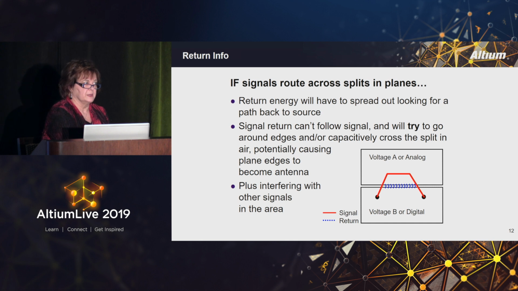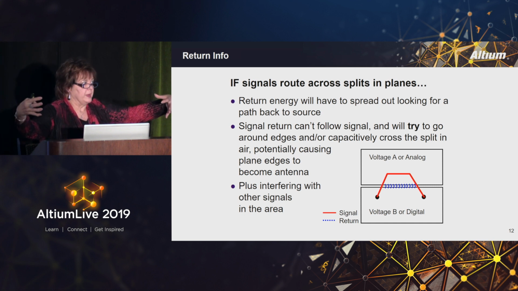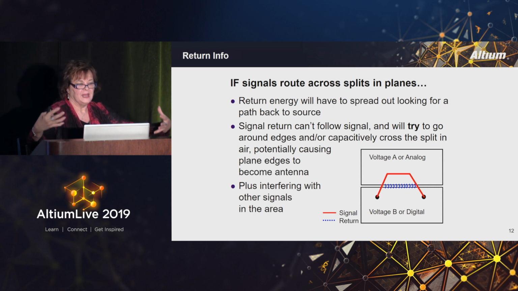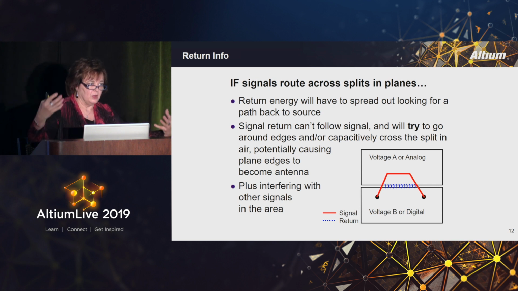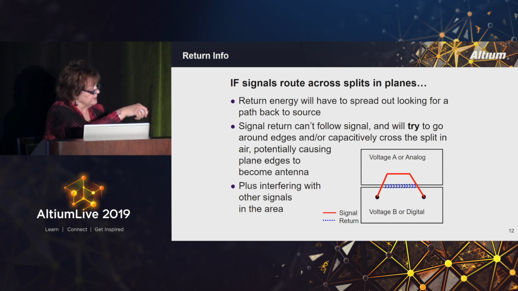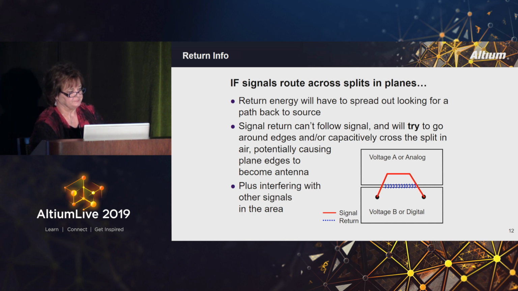It can't go across because the energy is flowing between the signal and the return plane. So what it ends up doing is spreading out way big, trying to find a capacitive source to get it across that moat. And if it can spread out far enough, it will be able to cross that moat and follow the signal. However, as it spreads out, you have other signals in that area, or you have the split in that area, which can easily become an antenna. So those are both reasons not to route across a split in a plane.